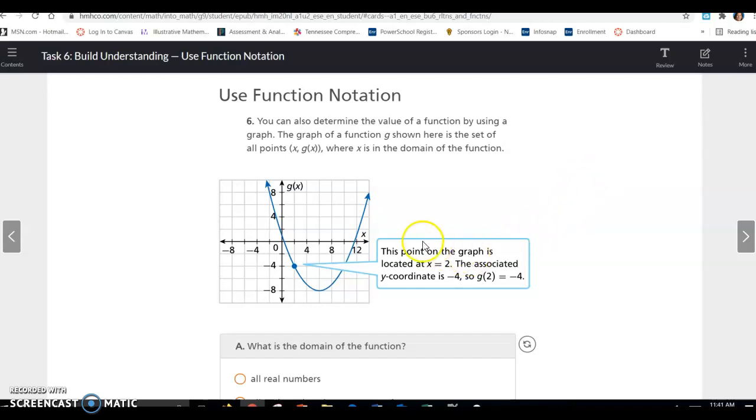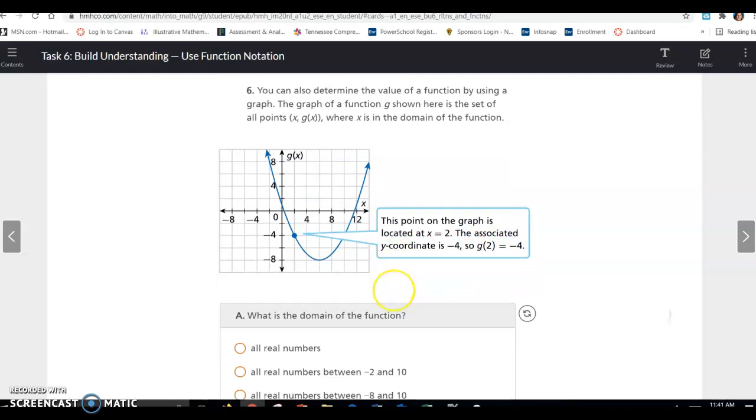All right, so this point on the graph is located at x equals 2. You can see the scale here. It goes 0, 2, 4, 6, 8, and so on. So x at 2 is associated with -4. So the associated y-coordinate is -4, so when x is 2, g of 2 equals -4.